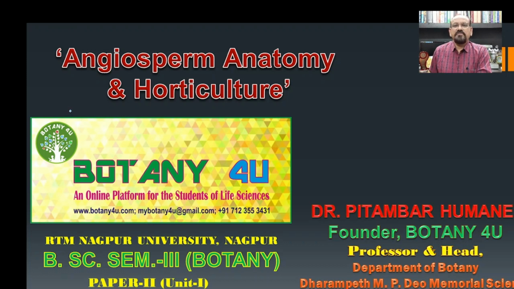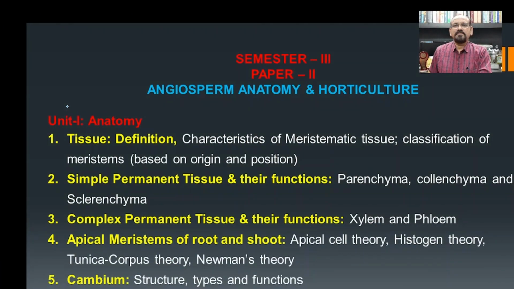In today's class, we will see the first unit, which is based on angiosperm anatomy. First of all, let's see the syllabus of this first unit. In this unit, there are 5 different topics: the tissue, which includes the definition, characteristics of meristematic tissue, and classification of meristems based on origin and position.